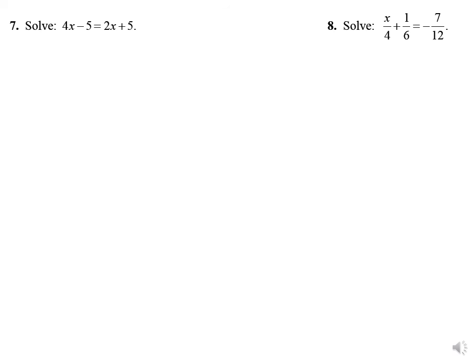Well, number 7, guess what we're going to be doing? We're going to be moving both of them around. All right, so what should we do first? Subtract the 2x from both sides. Perfect. So that will get all the x's on the left-hand side. 4x subtract 2x makes a 2x. Bring down the negative 5, bring down the positive 5.